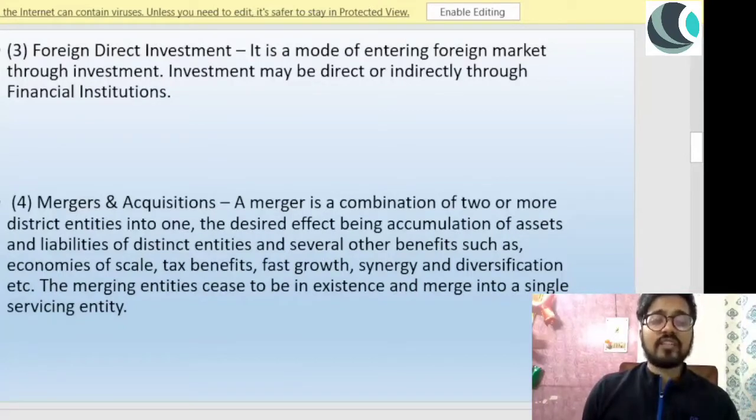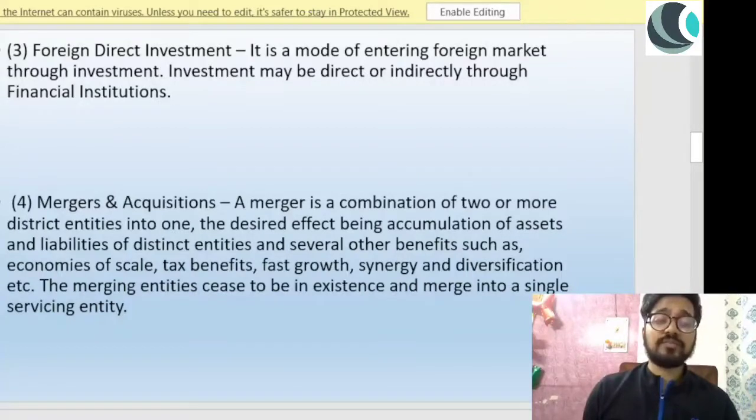So what are the advantages? What is the benefit of merging, right? There is a desired effect of accumulation of assets. So assets are combined, and liabilities of distinct entities. And there are several other benefits such as economies of scale, tax benefit, fast growth, synergy and diversification, etc. The merging entities cease to be in existence and merge into a single surviving entity. So basically, this means that Vodafone and Idea are not different entities anymore. They are combined into one single entity. That's what a merger basically is, right?